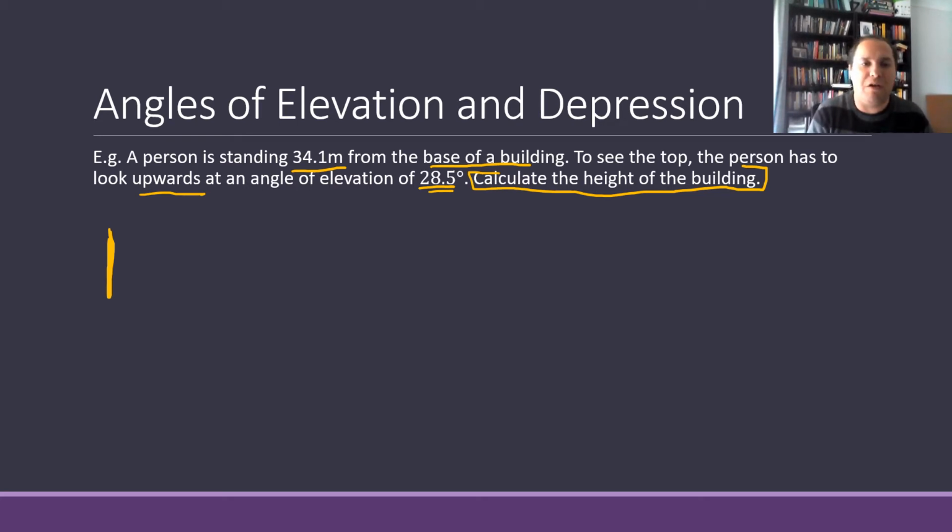And then along the ground, 34.1 meters away, we've got our person who is going to be looking up at the top of our tower. And the angle that they're looking up at here is going to be 28.5 degrees. So we've got our building, which I'll label here.